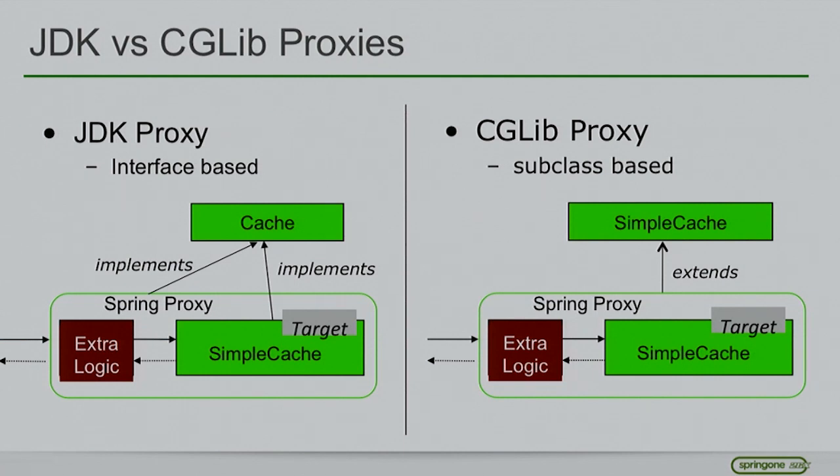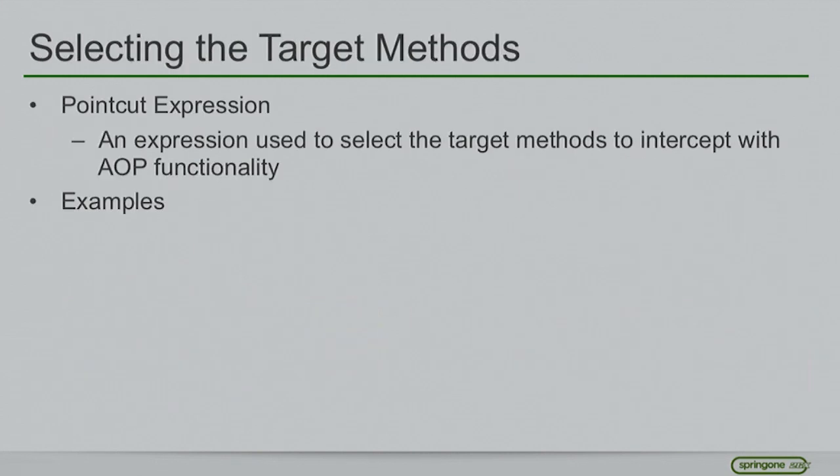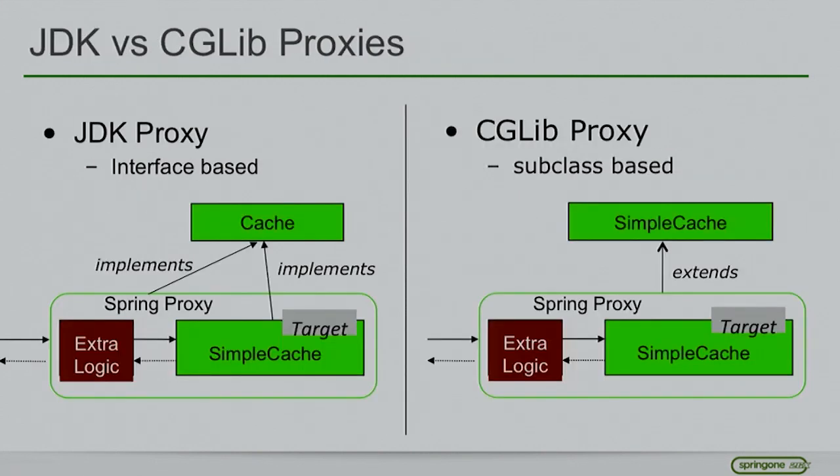So if you happen to have SimpleCache and SimpleCache does not implement an interface, then we use another mechanism that actually requires a third-party library called CGLib. CGLib will actually just create a subclass of SimpleCache, and that will become your proxy. And then it weaves in the extra logic. So two different proxying mechanisms, the result of which is pretty much the same. That is, a different object gets invoked when you call it.